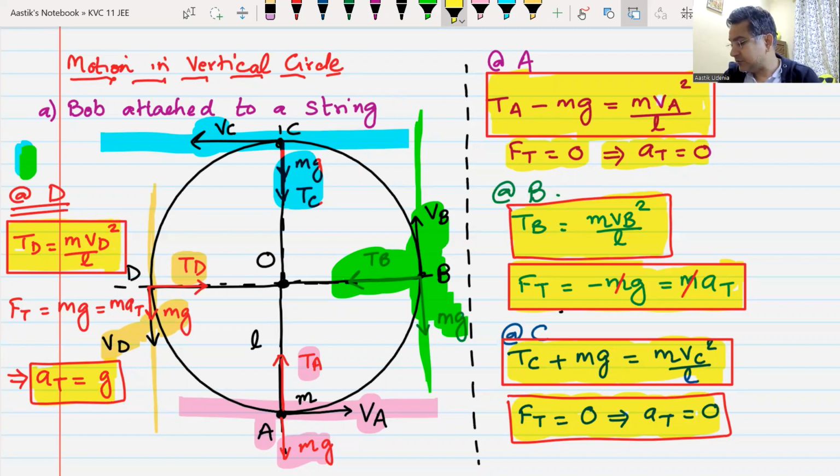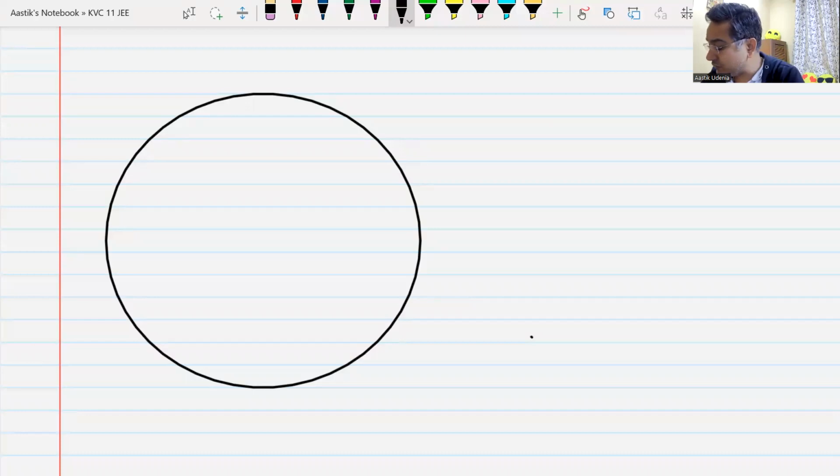Okay, now there are also 2 more points that I can make just to understand it completely. And those 2 points will lie somewhere in between. So let us draw the circle. First you listen and then you do it on your own.